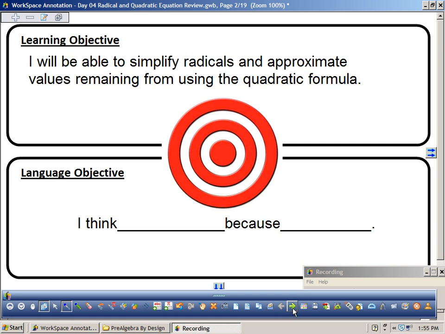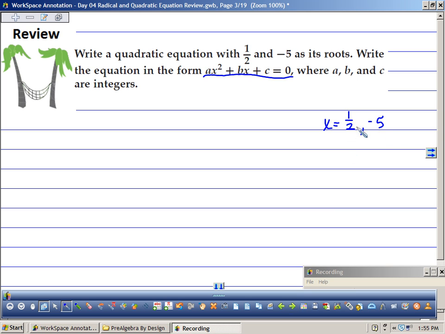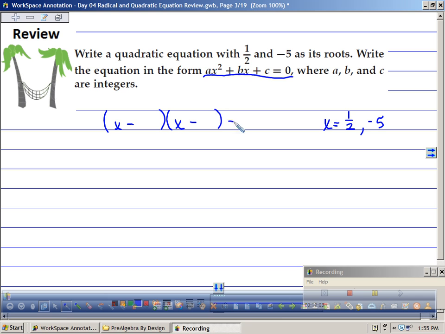Well, think about that, like working backwards when you look at this. So wouldn't my roots be x minus something and x minus something equals 0? Yeah. So it would be x minus 1/2 and x minus -5. Does that make sense?